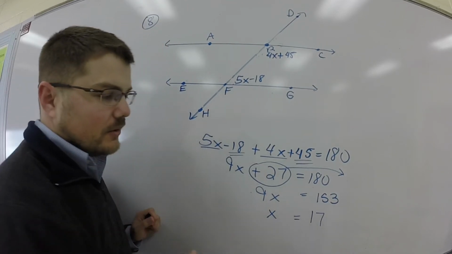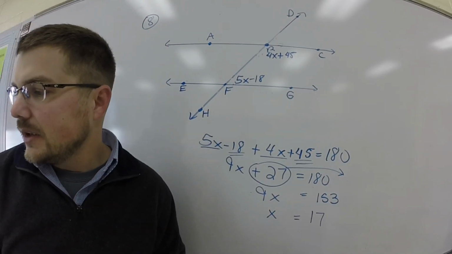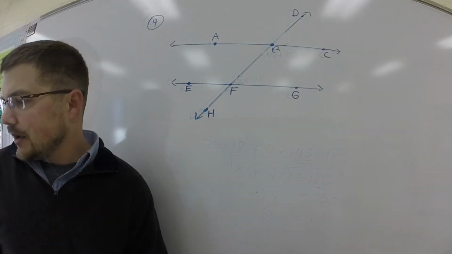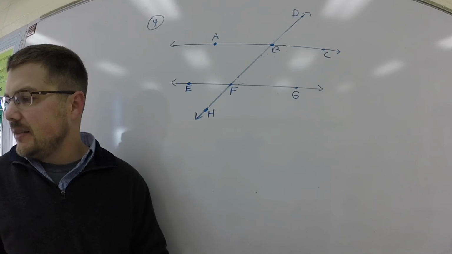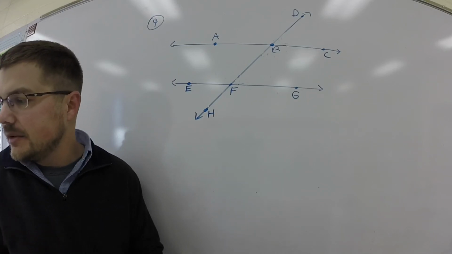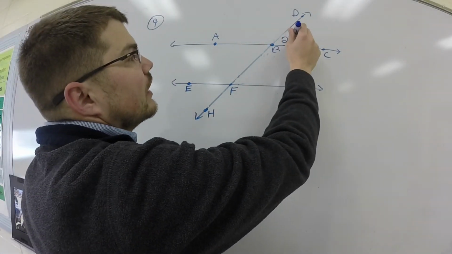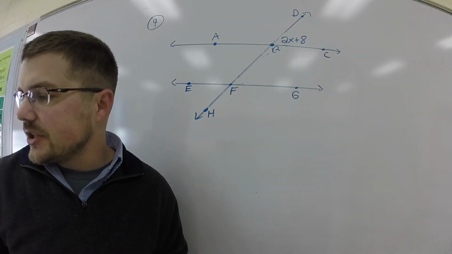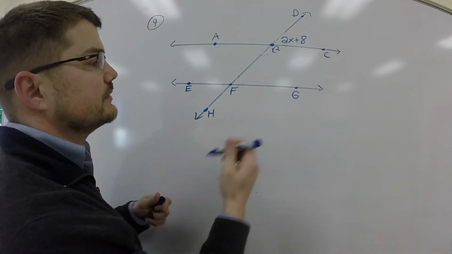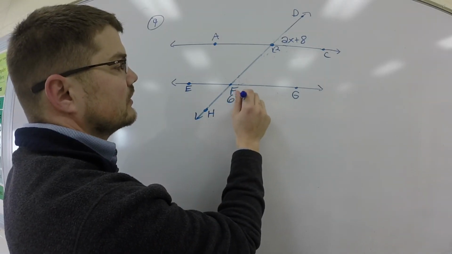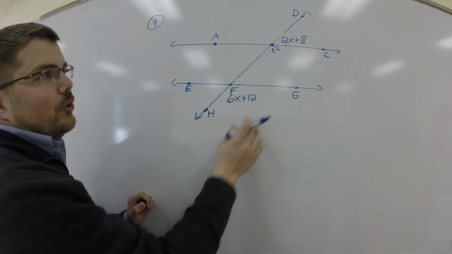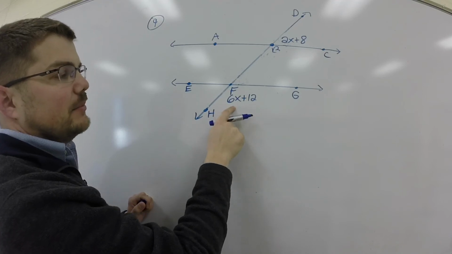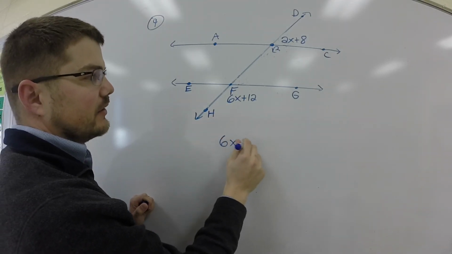What's the question asking for? What is the value of x? So we can stop here. X is 17. Okay, number 9, angle DBC is 2x plus 8. And angle GFH is 6x plus 12. What do we know about these two angles? This is acute, this is obtuse, so they add to be 180. So let's write that out and solve for x.